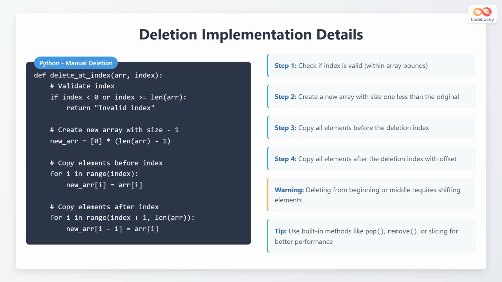for i in range(index + 1, len(array)): new_array[i - 1] = array[i]. Return new_array. Deleting from the beginning or middle requires shifting elements. Therefore, it's advisable to use built-in methods like pop, remove, or slicing for better performance.